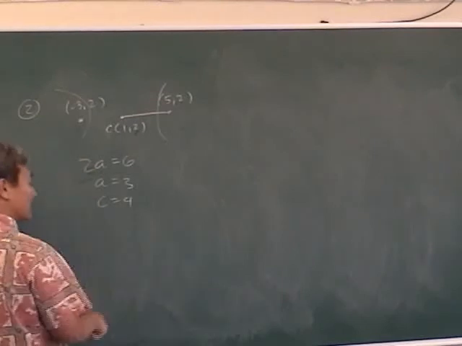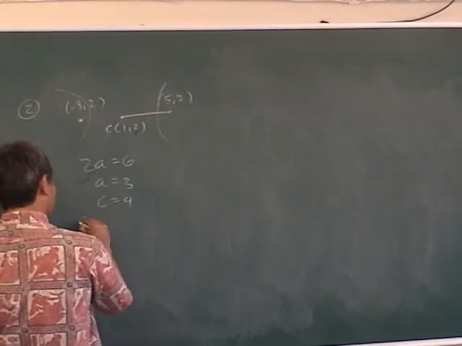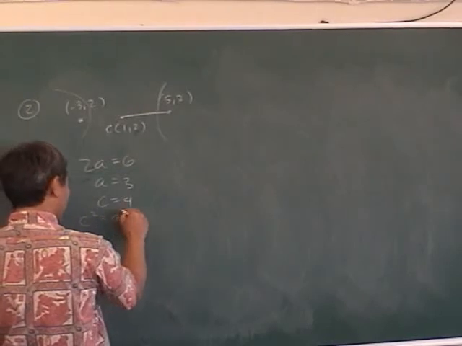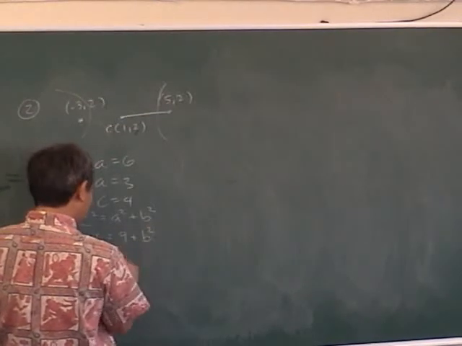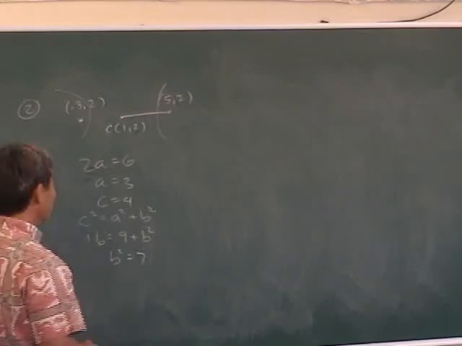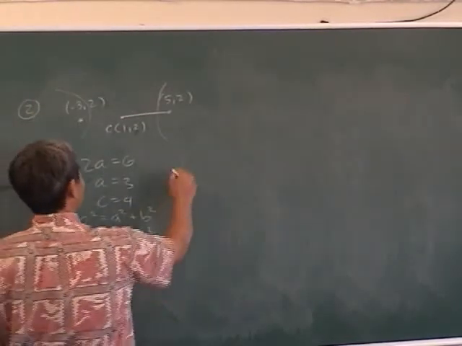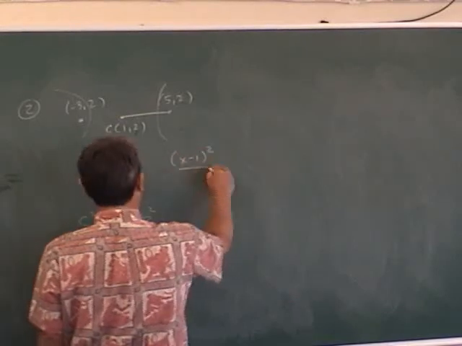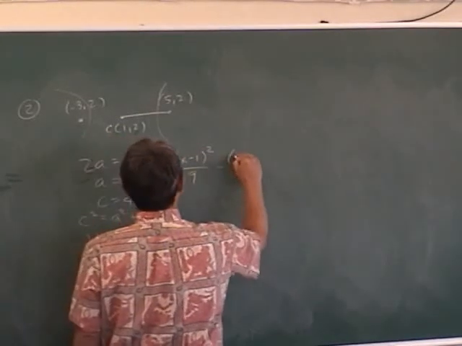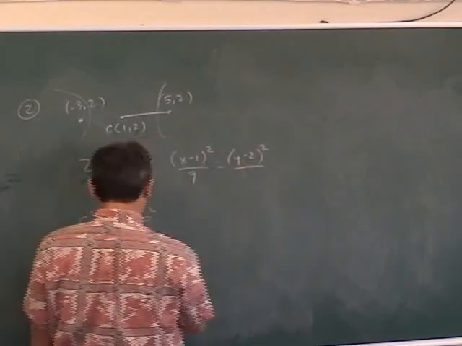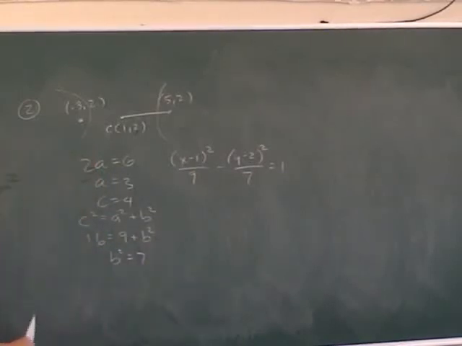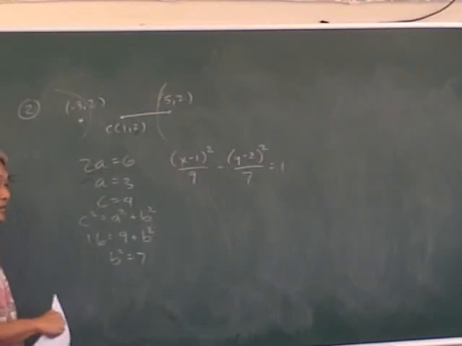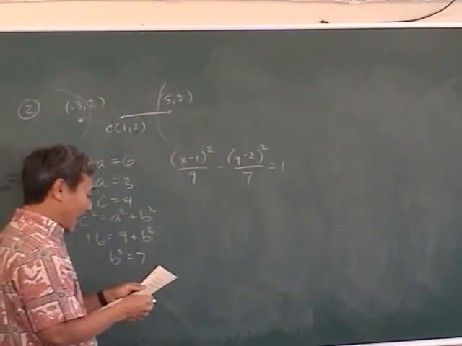And if you know a and c, how do you figure out b? c squared equals, for a hyperbola, a squared plus b squared. Right. So 16 is equal to 9 plus b squared, which means b squared is equal to 7. So now that you know the center, you can write the whole equation. It's going to be (x minus 1) squared over a squared, which is 9, minus (y minus 2) squared over b squared, which is 7, equals 1. Finished. But of course, if you don't know that the constant is 2a, then it's very difficult. You have to know that the constant is 2a for the ellipse and the hyperbola.